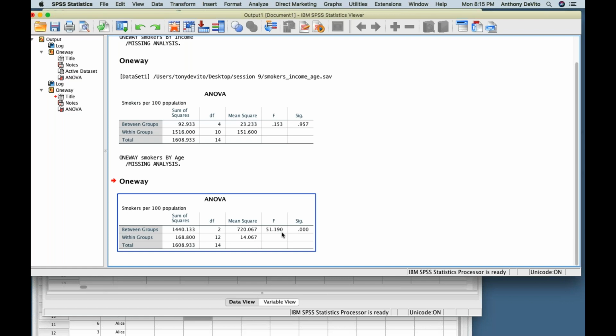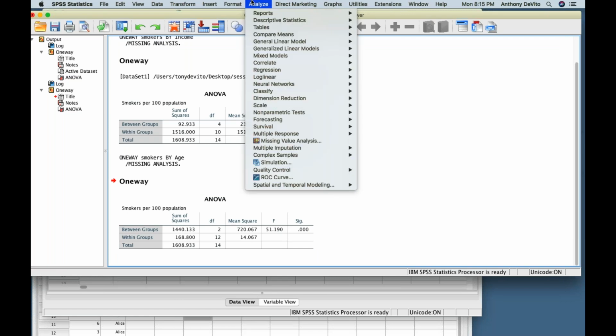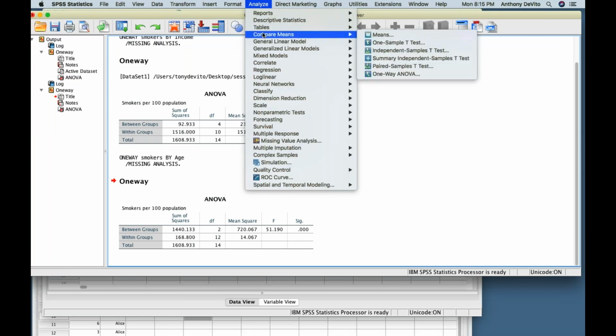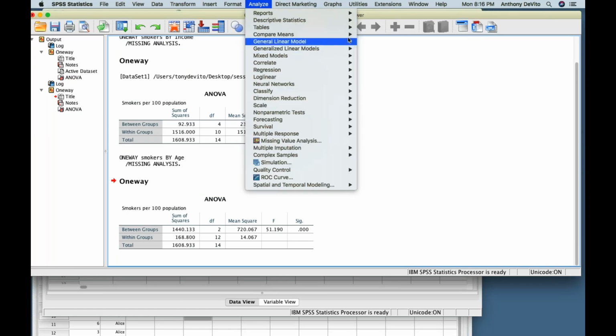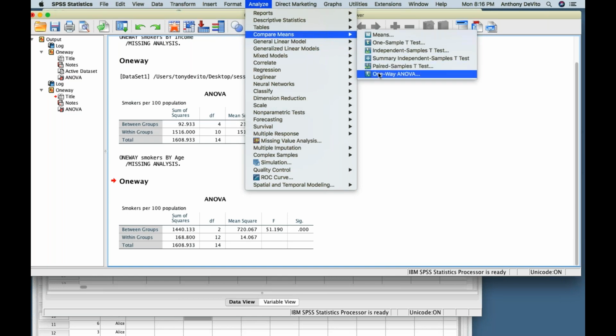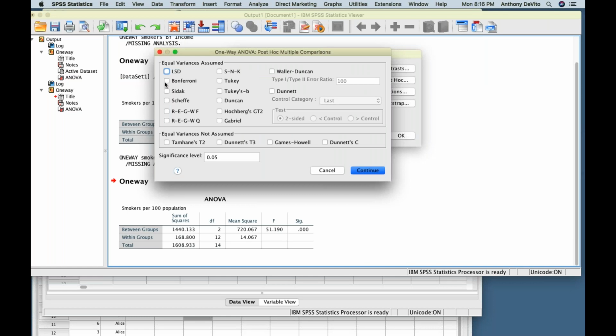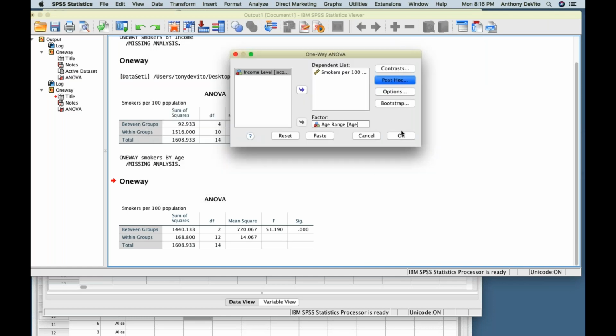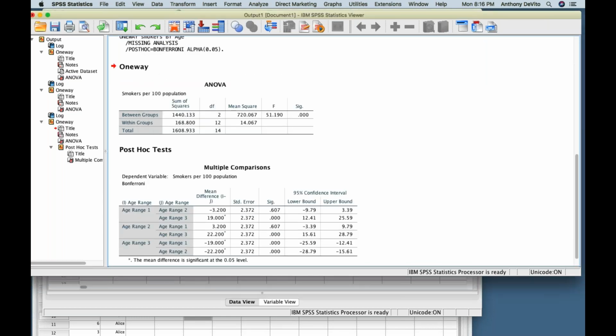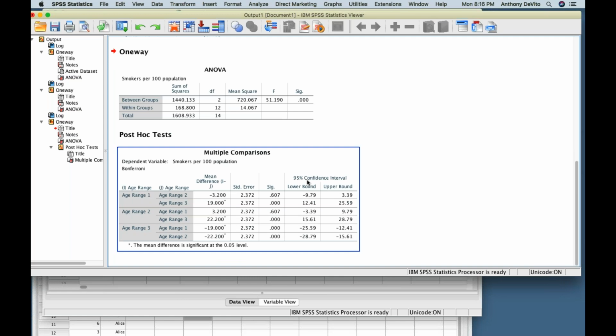Okay, in this case, my F statistic is 51. My probability of being wrong if I reject the null hypothesis is less than 1/10 of 1%. So now I can reject my null hypothesis. I can go back, say analyze, compare means, one-way analysis of variance, and run my post hoc test this time. And I'm going to pick Bonferroni again and click continue. And I'm going to see which of these that I can say are different from one another.